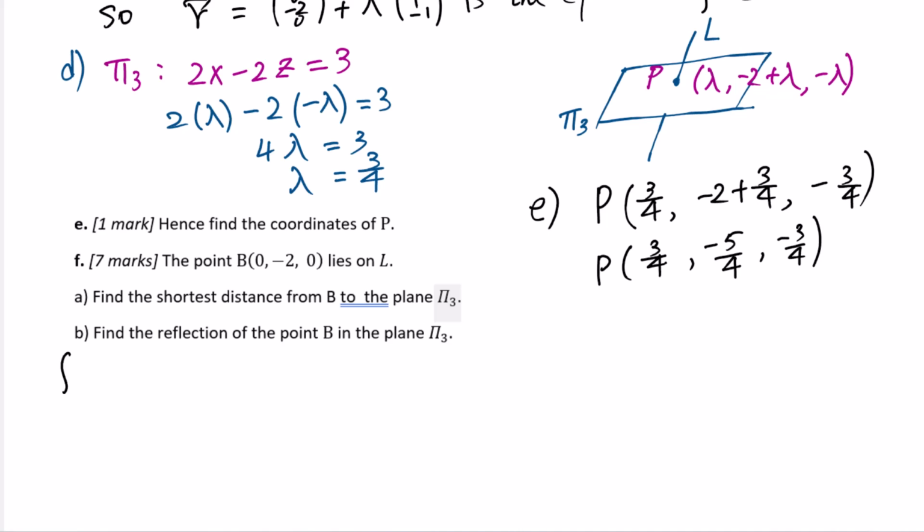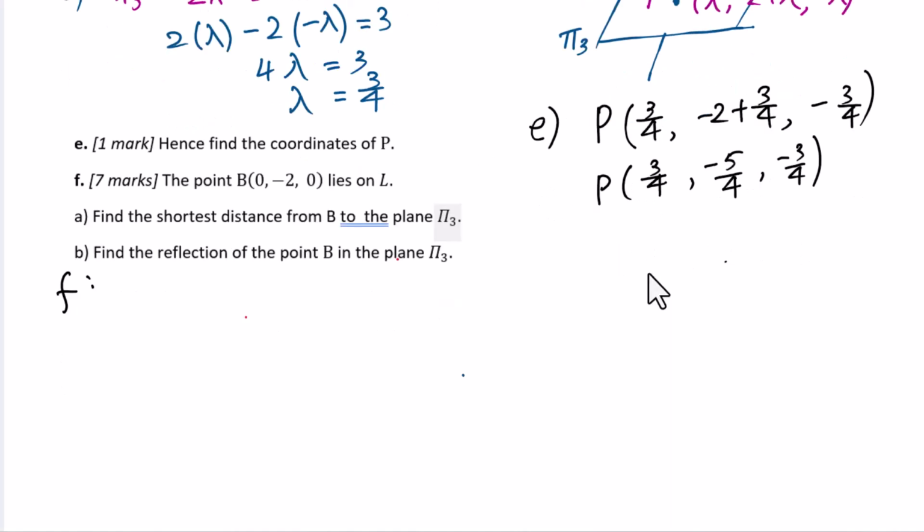Let's go to F. The point B, (0, -2, 0), lies on L. Find the shortest distance from B to the plane π3. Let's draw this diagram. This is the plane π3. This is the line L.